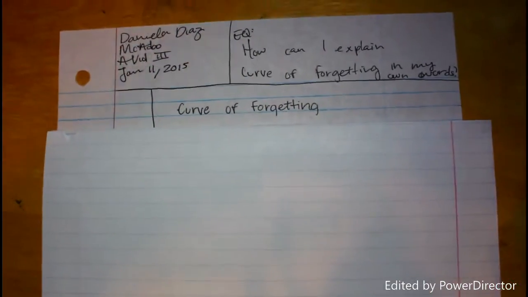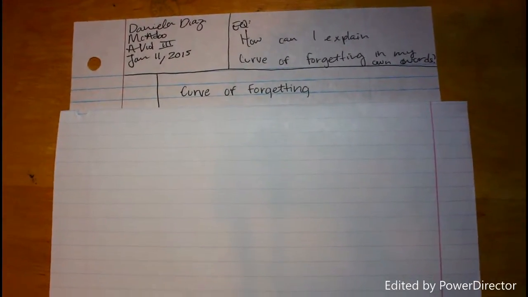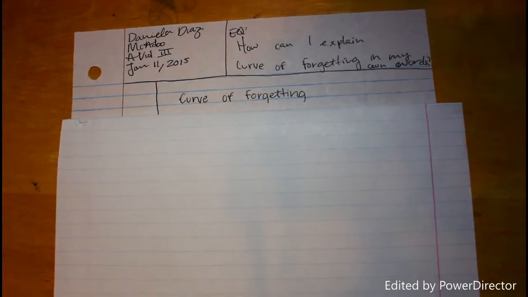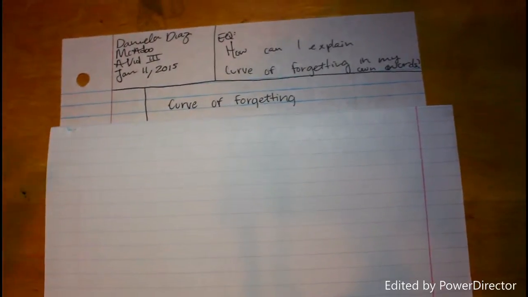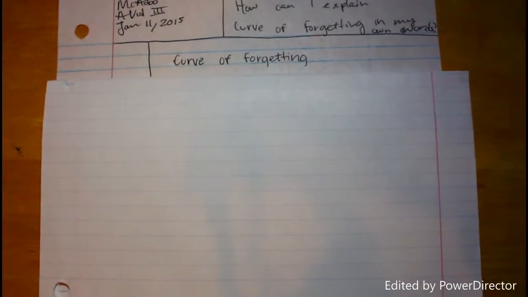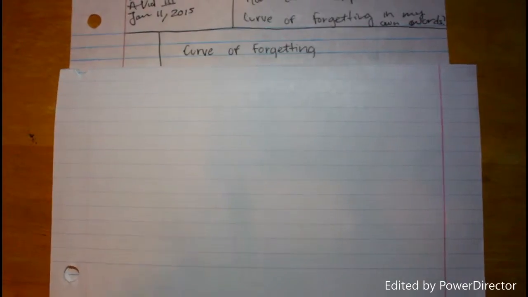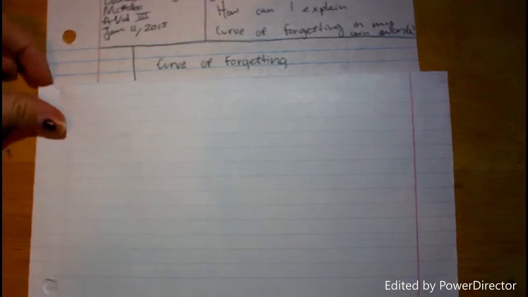Now we're going into the curve of forgetting, and we're going to go into more detail and explain what it means. How can I explain the curve of forgetting in my own words? The curve of forgetting definition is that it shows how information is lost over time when there is no attempt to retain it. This suggests that if we don't study or review our notes, by the time we have a quiz or a test, we won't remember most of the things that were covered.